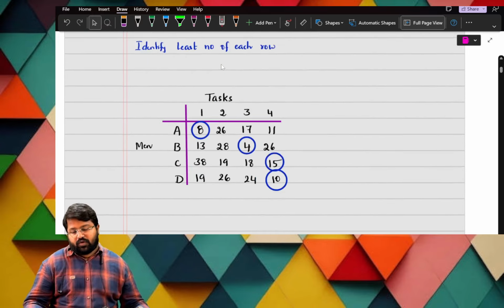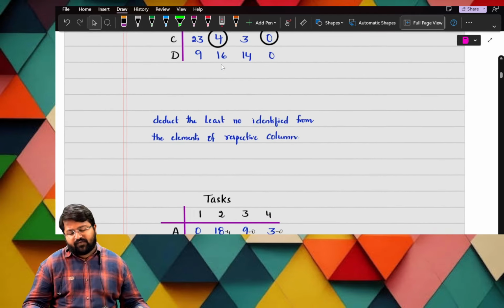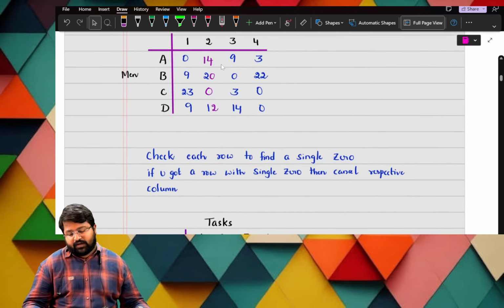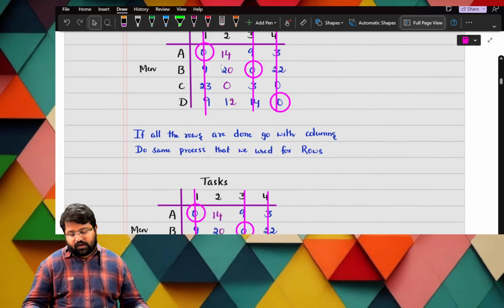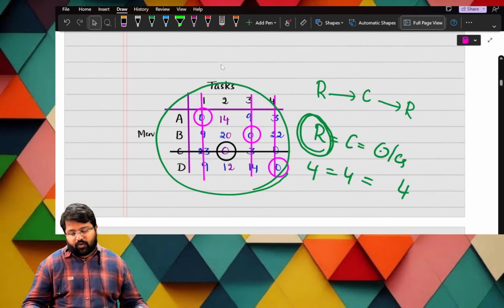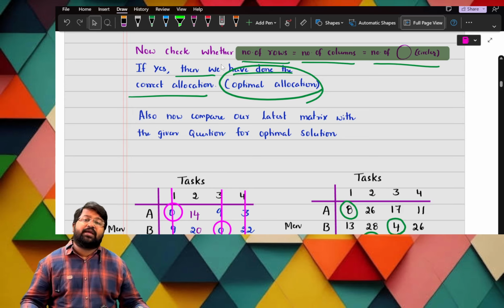Whenever you have a doubt, you have to do it along with me so that you won't get any doubt. So this is the problem. Wherever I tell you to pause and do it, do it parallelly along with me. Then you will not get any issue.